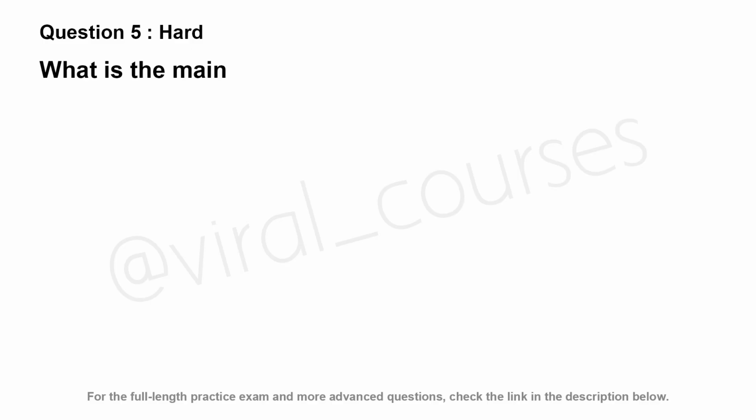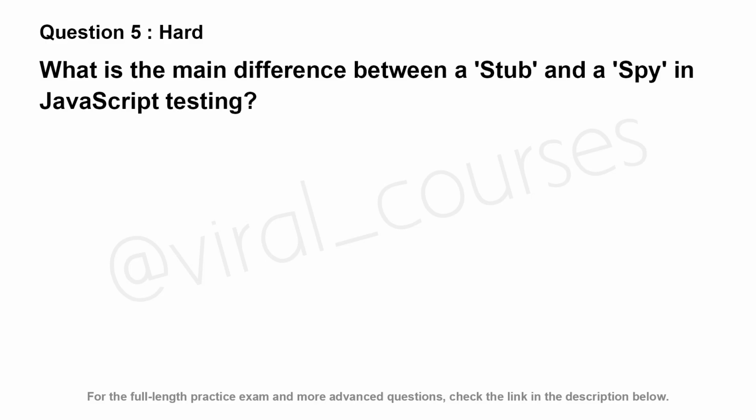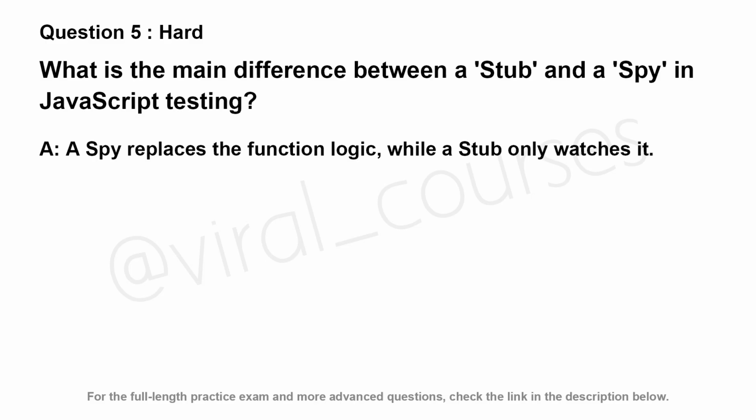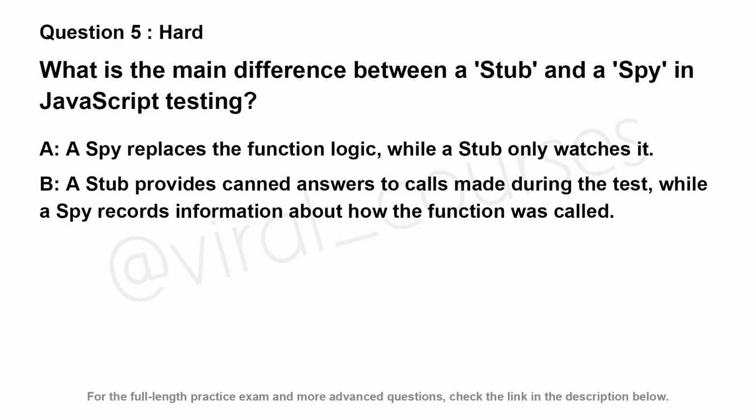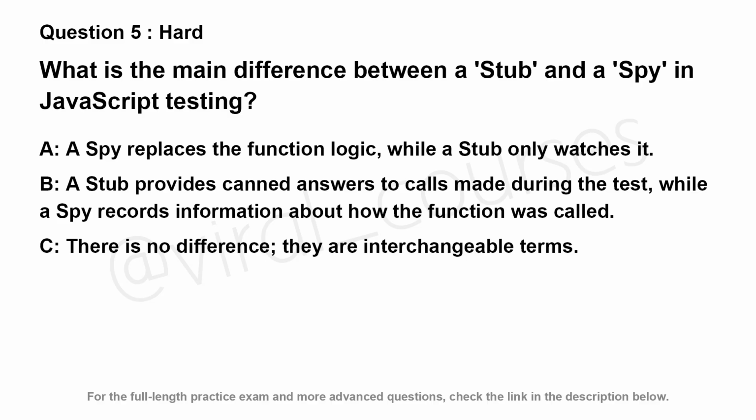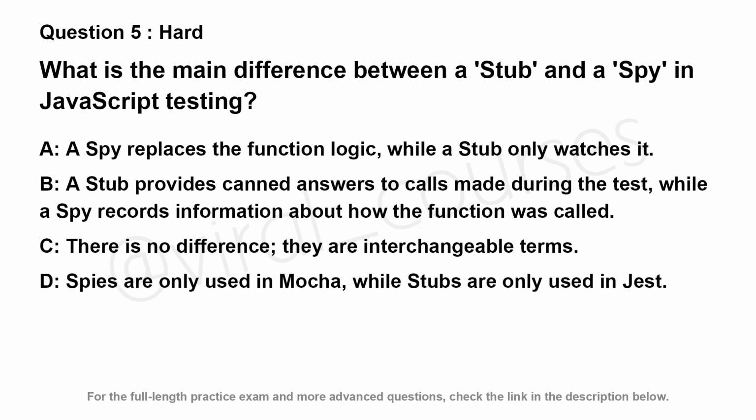What is the main difference between a stub and a spy in JavaScript testing? Option A. A spy replaces the function logic, while a stub only watches it. Option B. A stub provides canned answers to calls made during the test, while a spy records information about how the function was called. Option C. There is no difference. They are interchangeable terms. Option D. Spies are only used in Mocha, while stubs are only used in Jest.